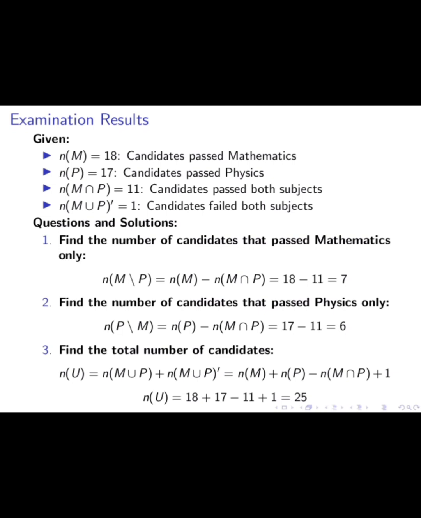As I explained earlier, to find the total number of candidates, everybody, you have to start with the union: the number of students of maths, plus number of students of physics, minus number of students of mathematics and physics, plus 1. Where is the 1 coming from? The 1 is the complement, those people that failed both subjects. So that's 18 plus 17 minus 11 plus 1, which is 25. So it means 25 students participated in the examination. Right?